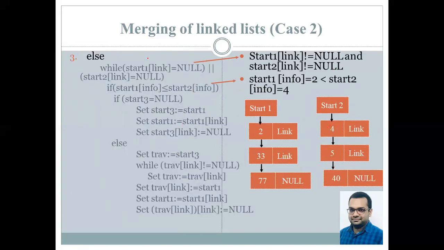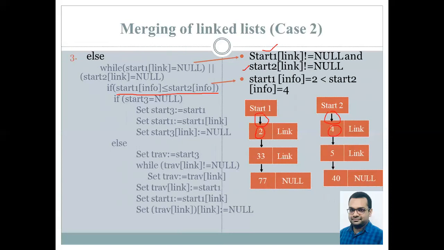So the control jumps to the else part, where first of all we compare the start 1's link is not null and start 2's link is also not null, because start 1 contains the address of the first node and start 2 contains the address of this first node in the linked list. So therefore, now we compare if the start 1's information is less than equal to start 2's information. Start 1 information is 2 and start 2's information is 4. So yes, this check is true.